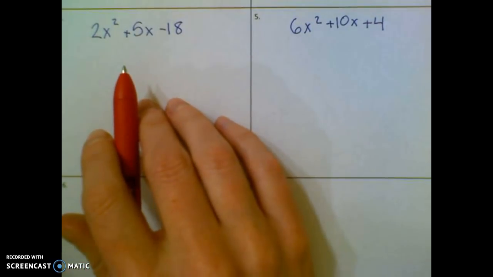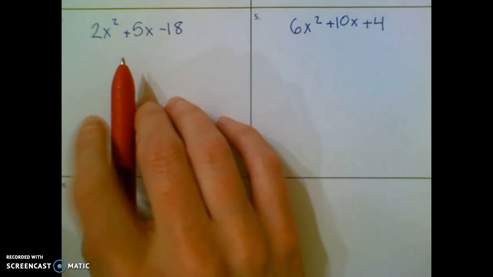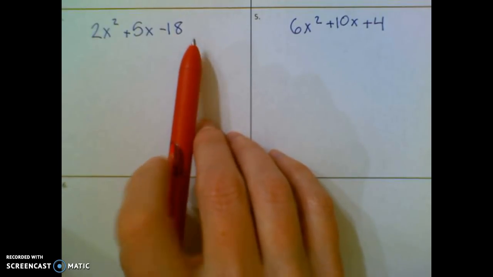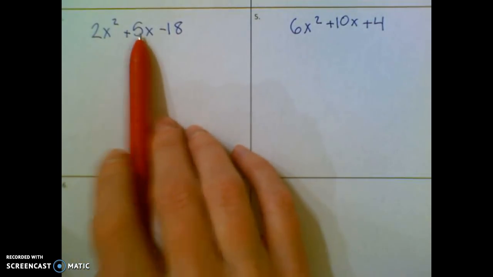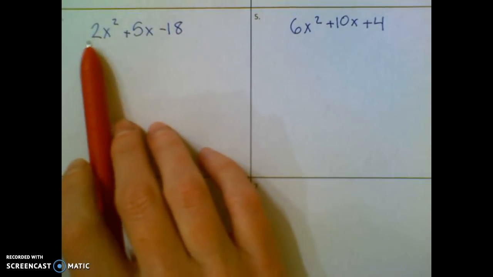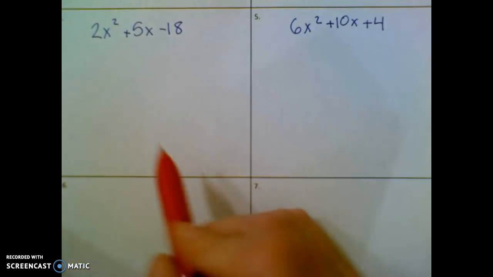Okay, so let's go ahead and step 1. We're always going to check for the GCF because it makes our life way easier. So again, there's no variable down here, so I know there's no shared variable. And then 2 does not go into 5 or 18. Well, it does go into 18, yes, but nothing goes into all of them. So there is no GCF on this guy.